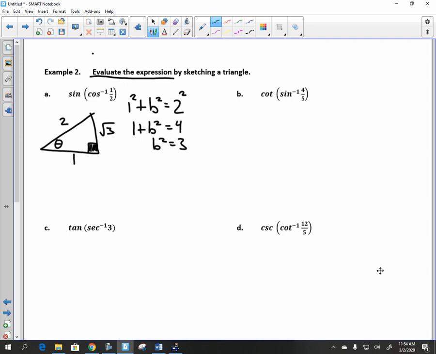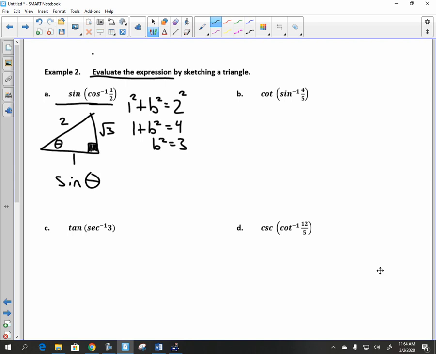This is the part where people get confused. Just focus on this. When you do cosine inverse or tangent inverse or sine inverse, what does that produce for you? It produces an angle, right? So what's your angle in this problem? It's on the board. It's a Greek letter. Theta. So cosine inverse of 1/2 will produce theta. Everybody agreed? So this expression becomes sine of theta.